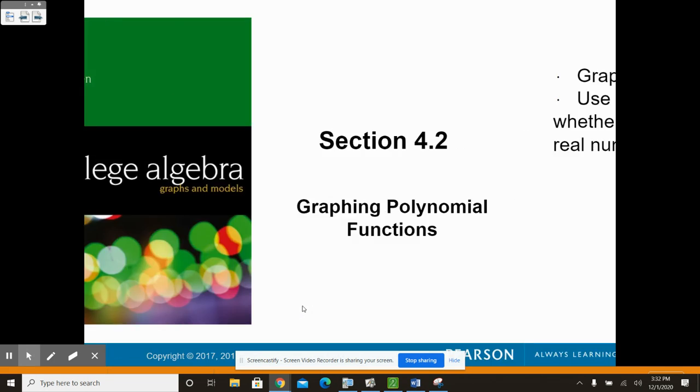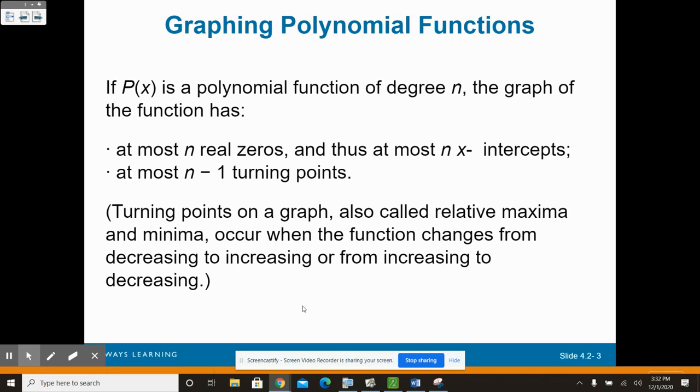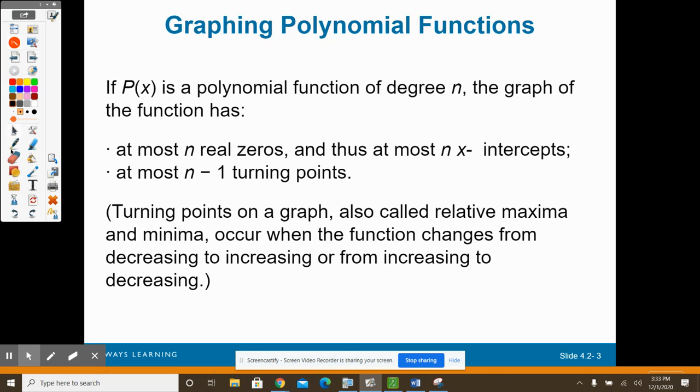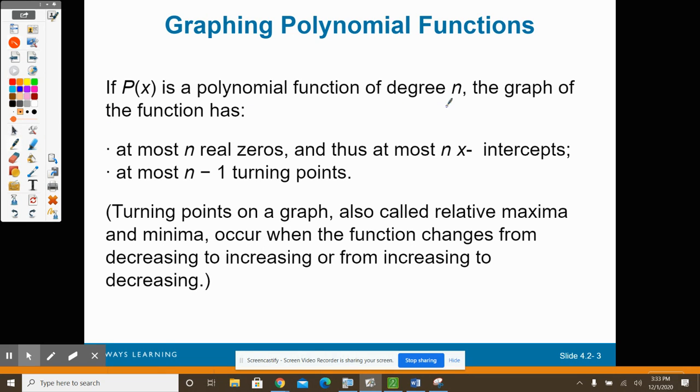Okay, so the first thing you need to know is what this means by turning points. If a polynomial function has degree n, so if the degree is 4, then we know there are 4 zeros, and that means that there is at most 4 x-intercepts, because we talked about there could be double roots, or there could be triple, multiplicity 3, all these things could happen, but there could be 4. And then at most, 4 minus 1, which would be 3 turning points. So where does the turning point happen?